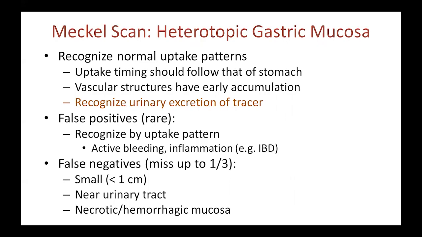Another would be inflammation, such as that related to inflammatory bowel disease, which typically has diffuse or segmental uptake in bowel. Now, there may be many false negatives. In fact, we may miss up to a third of sites of ectopic mucosa because they may be small, less than a centimeter. They may be near the urinary tract and dismissed, or depending upon the degree of symptoms, the focus may have become necrotic or hemorrhagic in the mucosa.